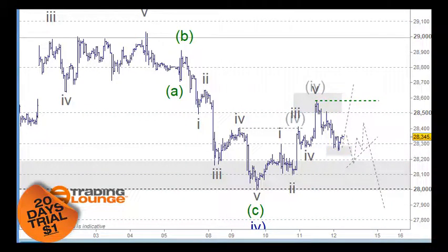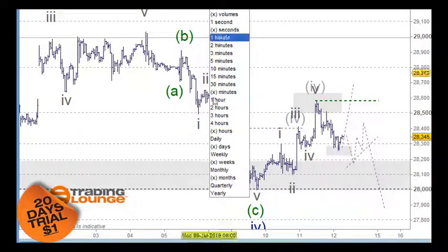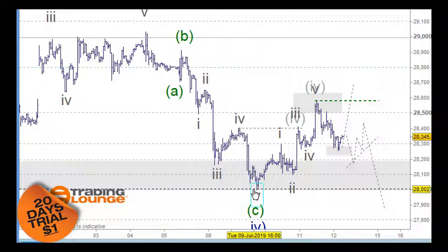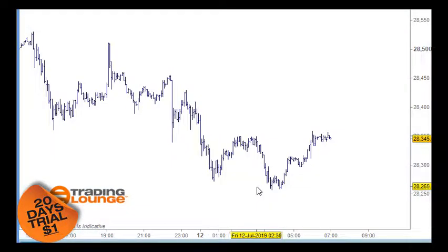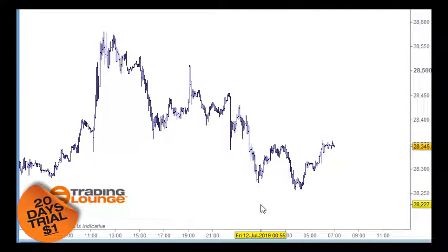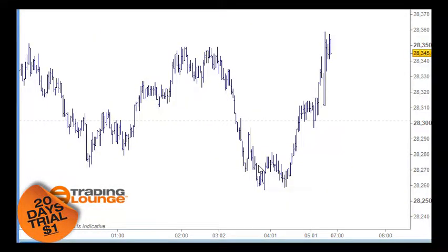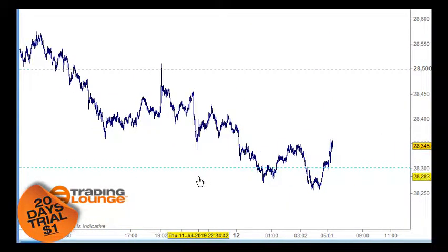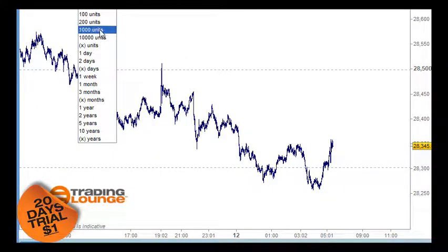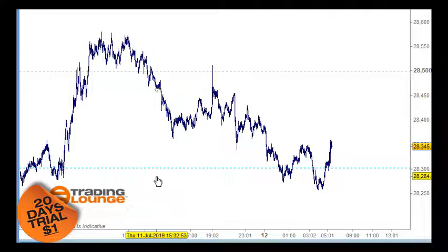Let's just go into a 5-minute chart here. I'll just go to a tick chart. There's a few problems in there that need to be resolved. Still doesn't resolve them for me, so I'll just have a closer look.